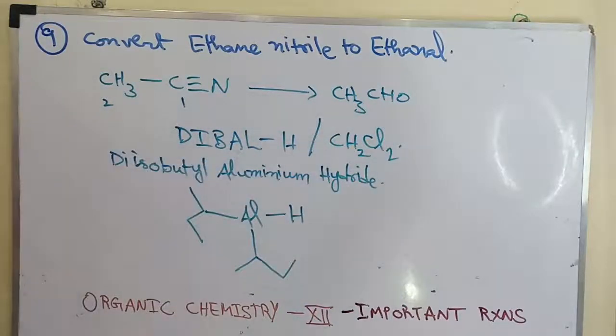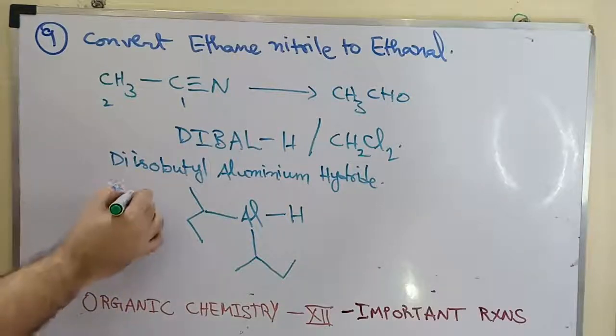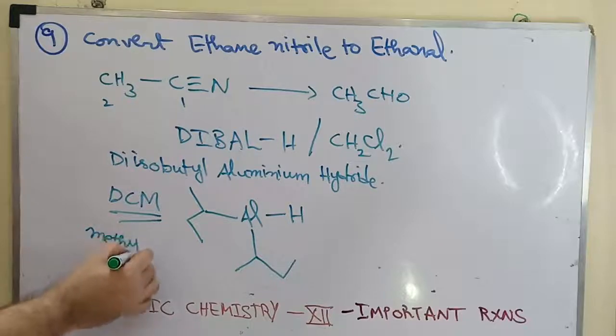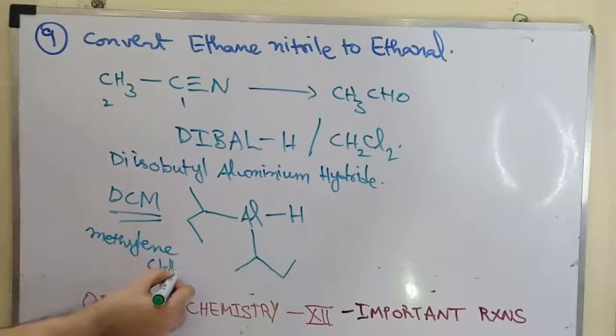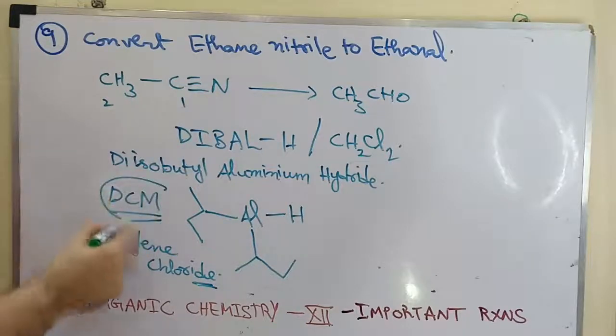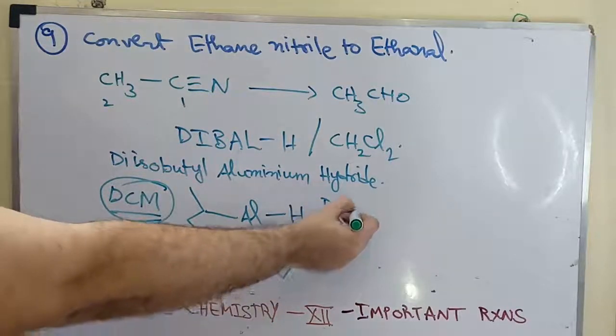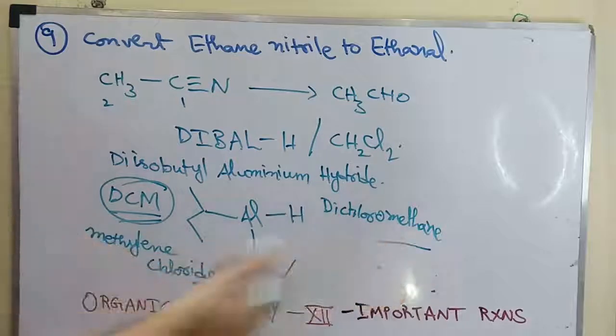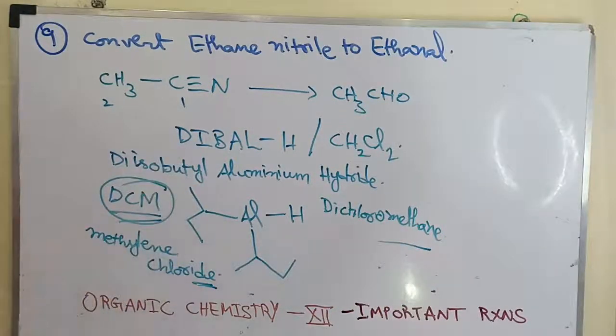dichloromethane, or that is CH2Cl2. It is also called DCM, dichloromethane, or it is also called methylene chloride. Methylene refers to CH2 group. So whenever you see CH2 group, that is methylene chloride, or dichloromethane, which is called DCM. So diisobutyl aluminum hydride and dichloromethane, this combination you can take.